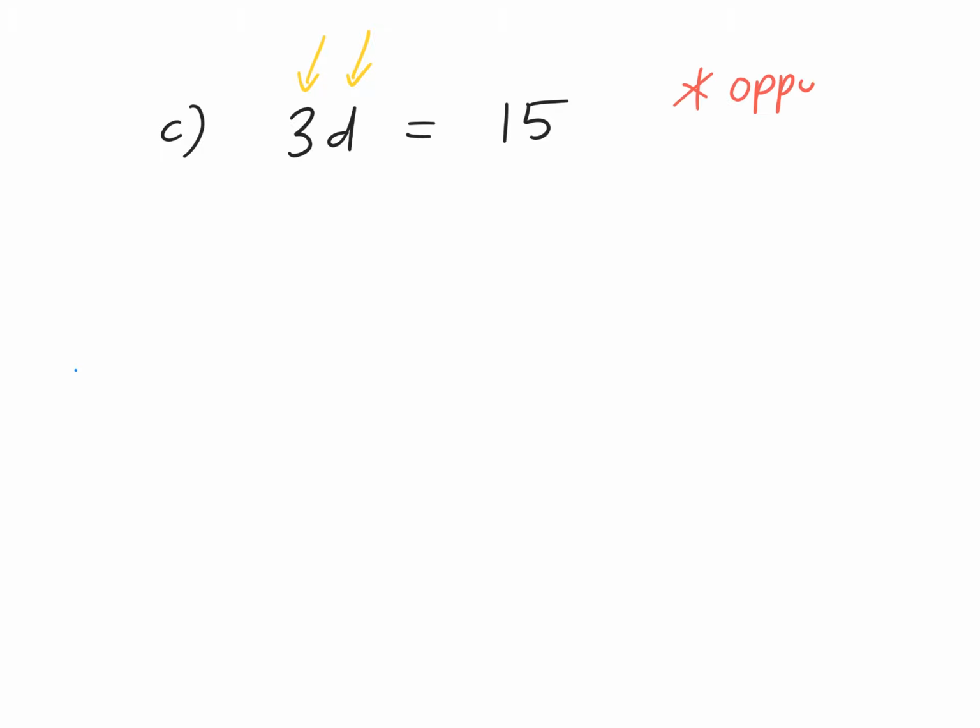Again, you're always doing the opposite operation. Yes, you can do some of these in your head, but when you get into really large numbers, you have to know how to calculate it. So what is the opposite of multiplication? To get rid of this number, right, we're trying to get d by itself. This right here is multiplication. So to get rid of it, what's the opposite of multiplication?